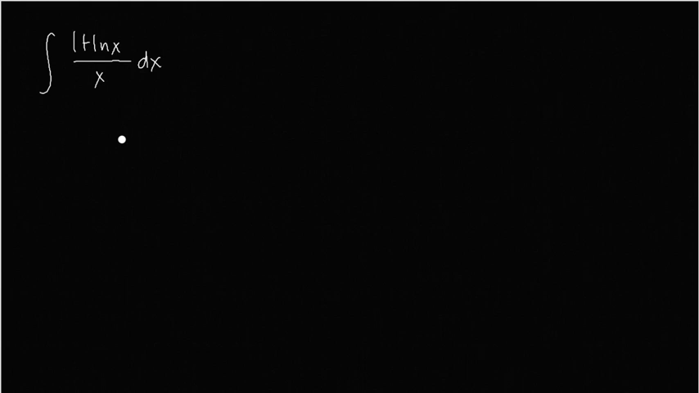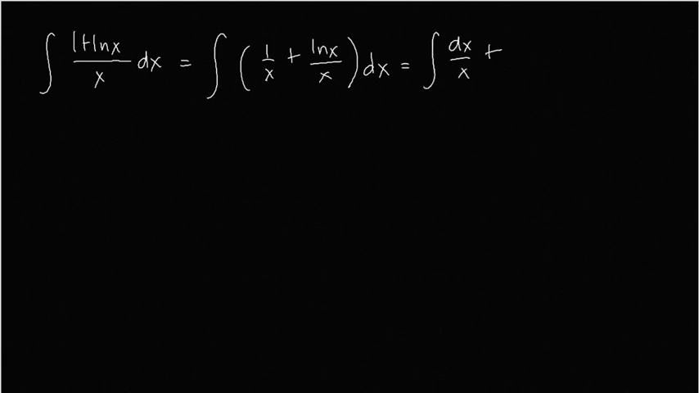For our next problem, we have the integral of 1 plus ln of x over x dx. So we can actually use division here. We can express it as 1 over x plus ln of x over x dx. And then we have the integral of dx over x plus the integral of ln of x over x dx. For the first term, this is already equal to ln of x.